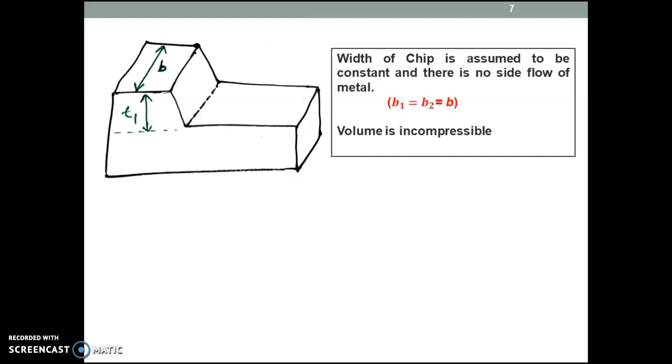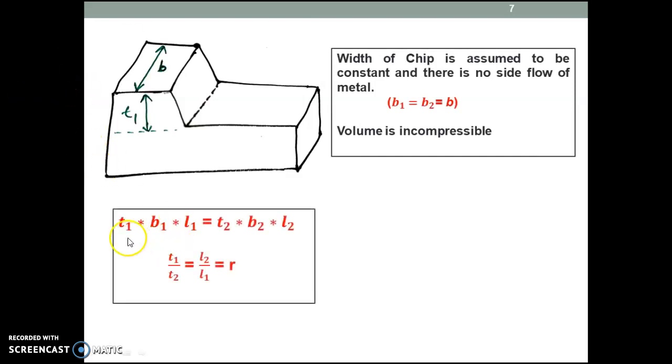And again, since volume is incompressible, we can write T1 B1 L1 is equal to T2 B2 L2. The volume is always constant. T1 B1 L1 means the volume before machining, and T2 B2 L2 the volume after machining. So T1 by T2, if we arrange, is equal to L2 by L1 equal to R.